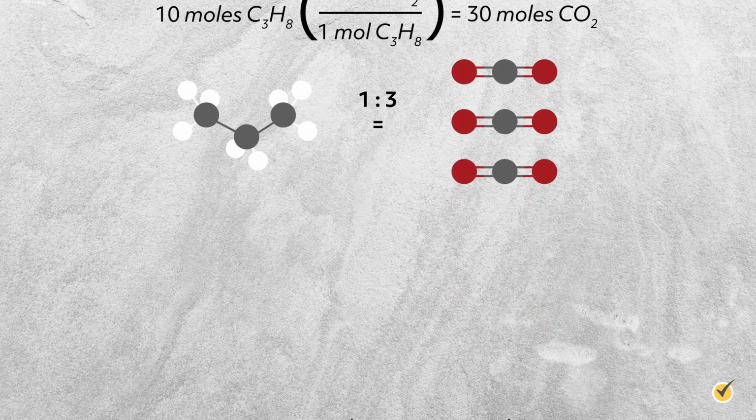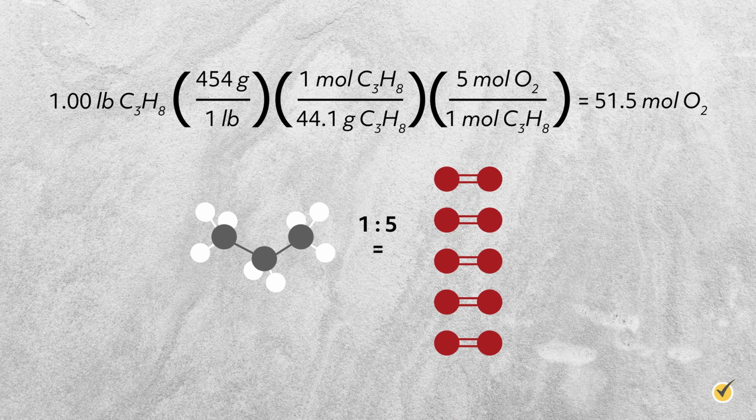And lastly, to answer the third question, we convert pounds of propane to grams of propane, then to moles of propane. We then use the mole ratio to convert to moles of oxygen needed. This shows us that we would need 51.5 moles of oxygen to react with 1 pound of propane.